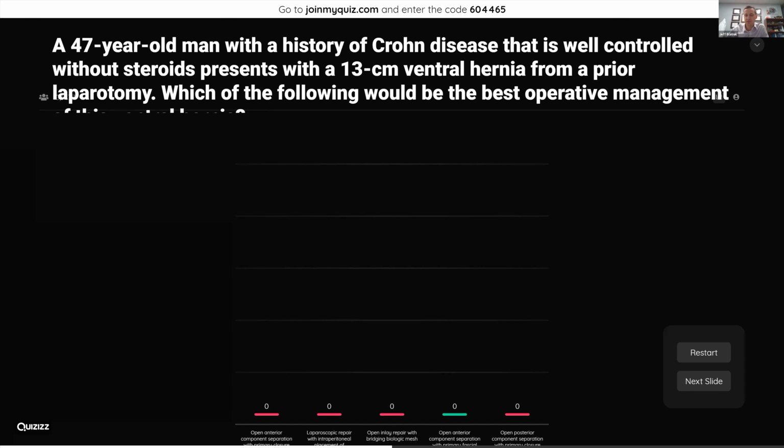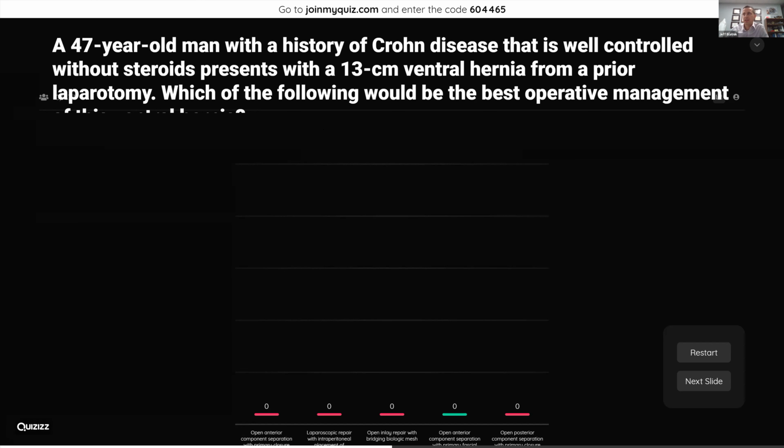So right away, that gets rid of answer A and E, which both include primary fascial closure. This is a patient with Crohn's disease. So for me, I like to avoid placing intraperitoneal mesh for somebody with Crohn's disease, even though his is well controlled. So certainly B would not be my first choice. C, an inlay repair with bridging biologic mesh. So bridging means you leave the fascial opening and you bridge the defect. And with a biologic mesh, that will eventually go away. So you're essentially leaving him with a recurrent hernia.